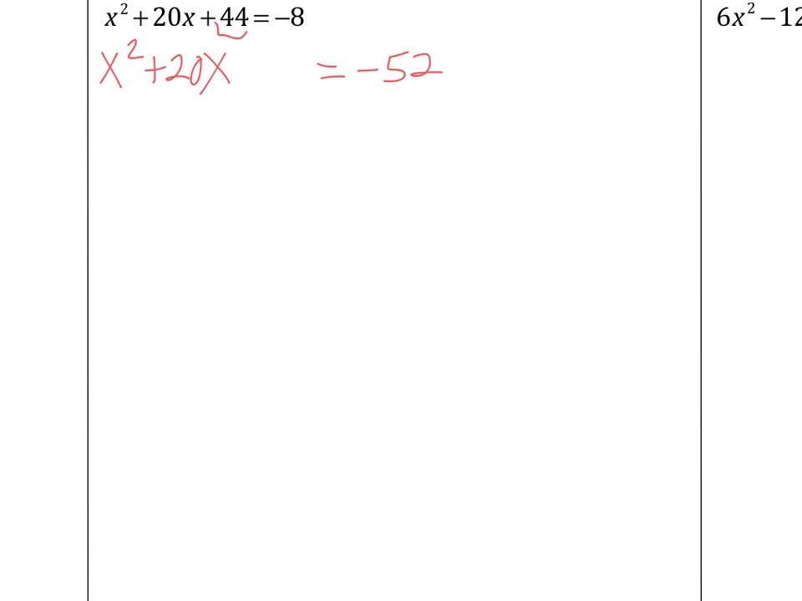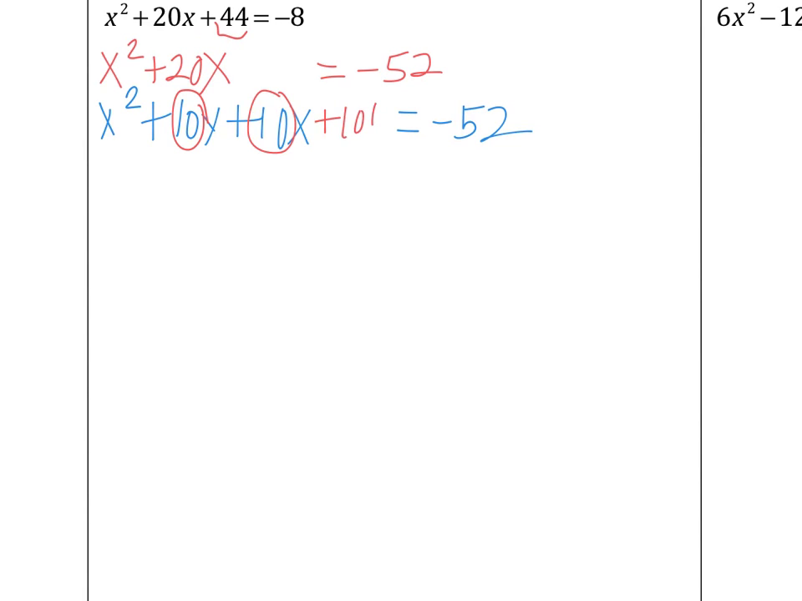Cool. Then I'm going to split up my middle term. So we got x squared plus 10x plus 10x is equal to negative 52. And I left some space because I'm going to take those two numbers, multiply them. 10 times 10 is 100. And that's what I'm going to add to both sides. So on the right side, I've got 48.